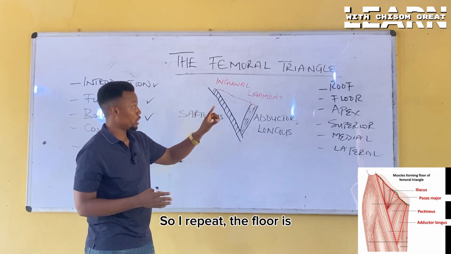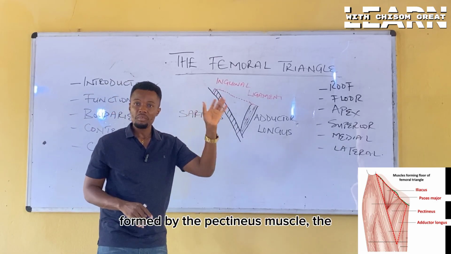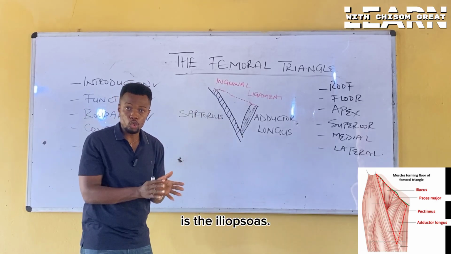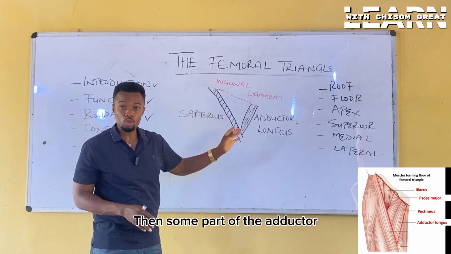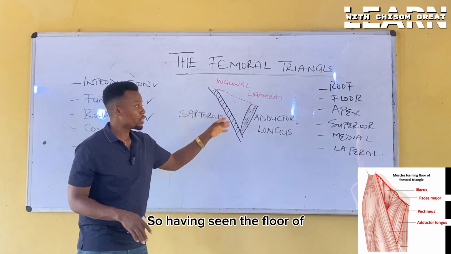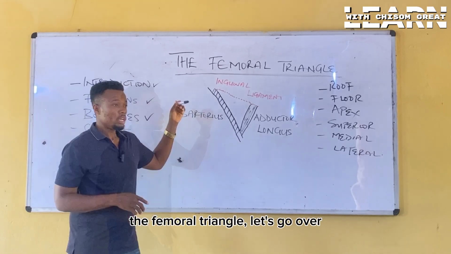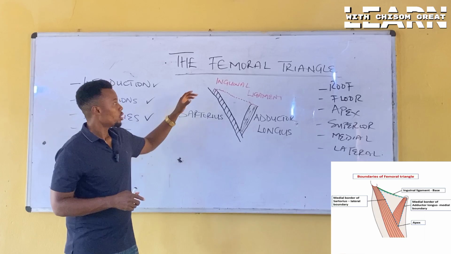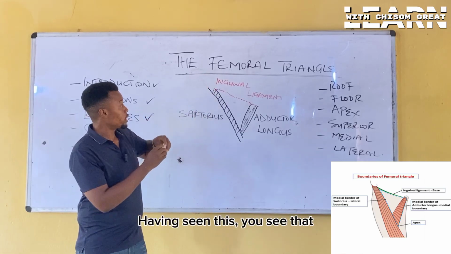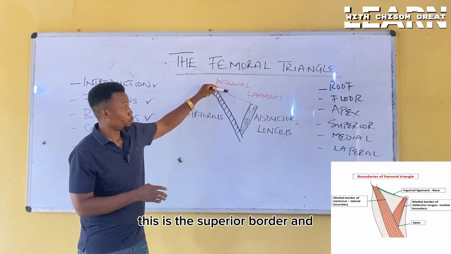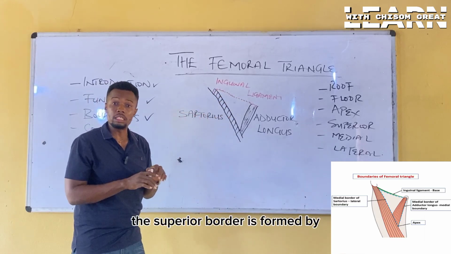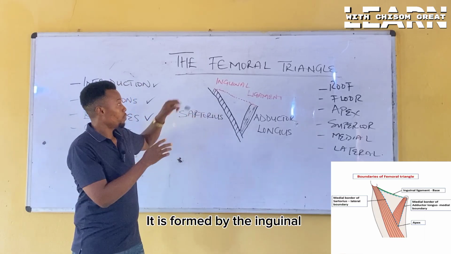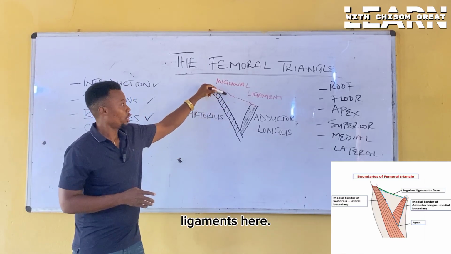So I repeat, the floor is formed by the pectineus muscle, the iliopsoas, that is the combination of the iliacus and the psoas major, then some part of the adductor longus. Then having seen the floor of the femoral triangle, let's go over to the superior border. You see that this is the superior border, and it is formed by the inguinal ligament here.